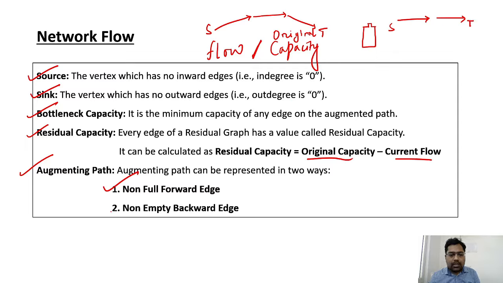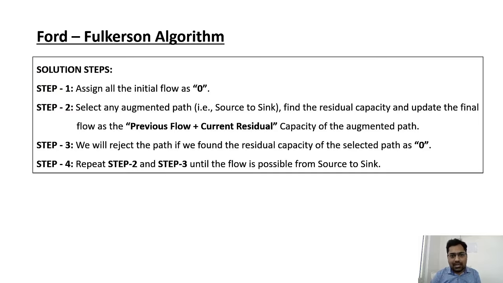Next, non-empty backward edges, like you can expect backward edges from any point. Suppose this is R, from R you can expect some backward edges. Combinations of these are also possible, but right now in our example we will be focusing on non-full forward edges. Okay, let us start with the Ford-Fulkerson algorithm.